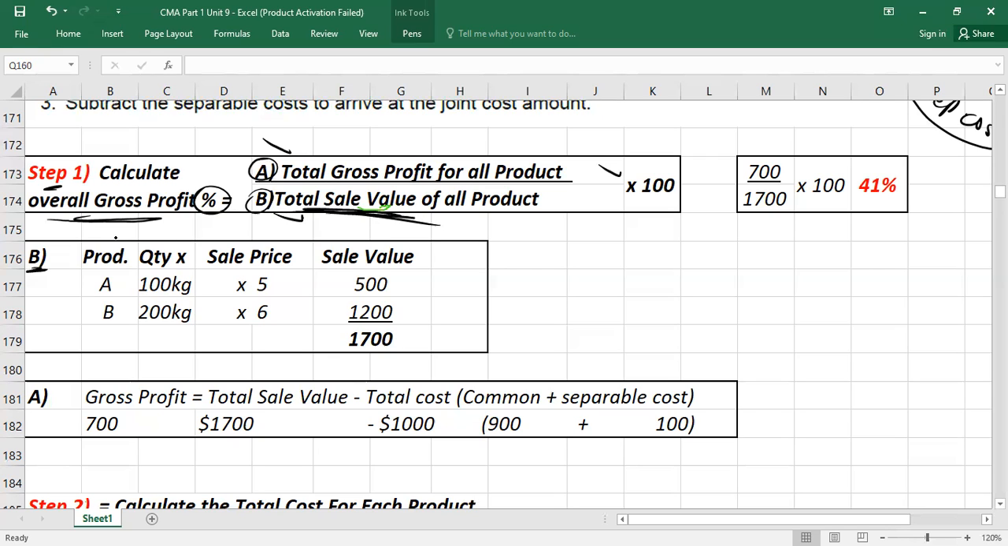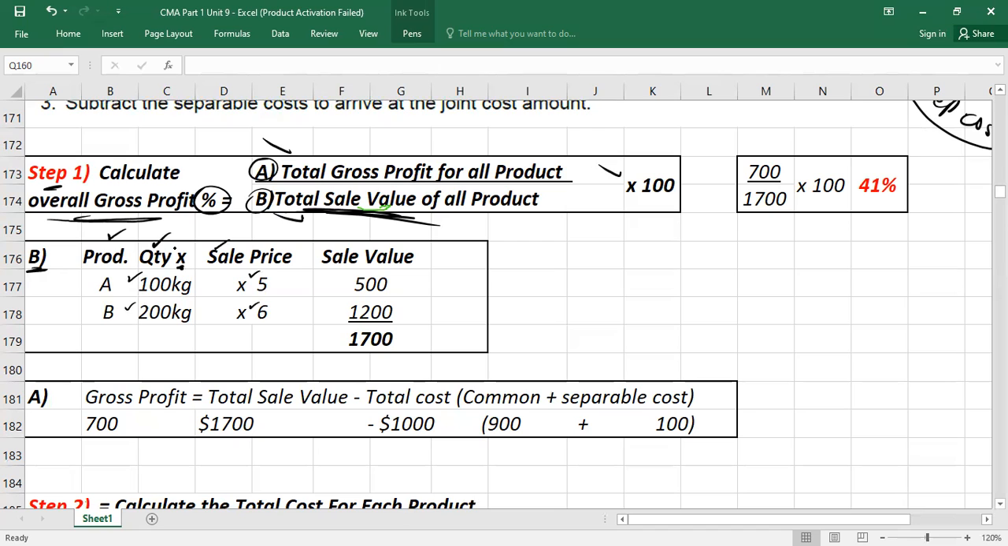You will always write first the name of the product. For example, you have a product A and B. This will be given in the question. Don't worry. Then you will write the quantity of the product. It will also be given. For example, we have 100 kg for product A, 200 kg for product B. Then we'll multiply with the sale price. It will also be given in the question. For example, for product A, sale price is $5. For product B, sale price is $6.